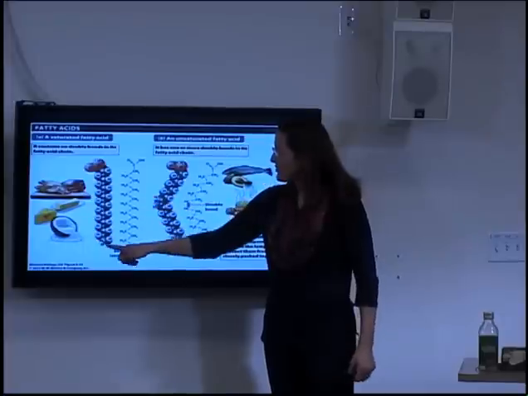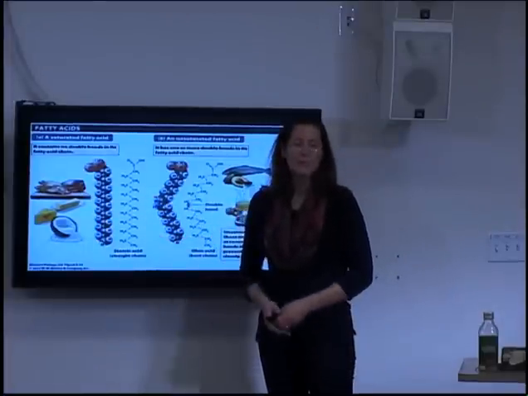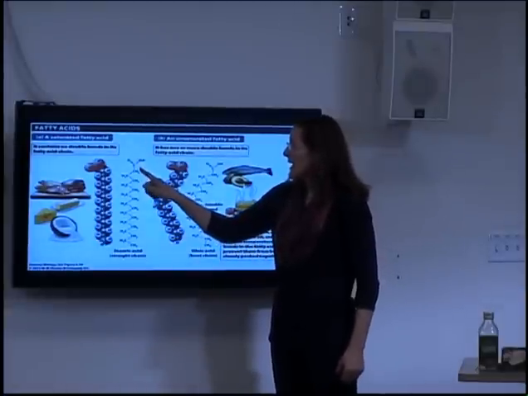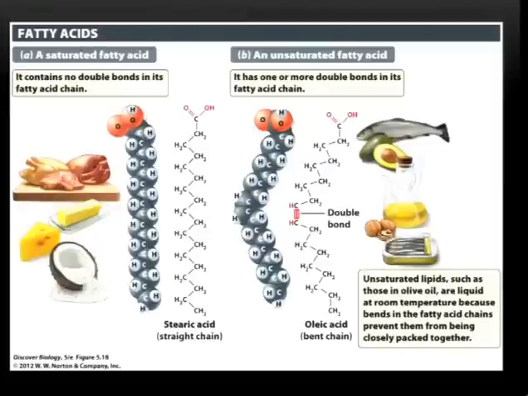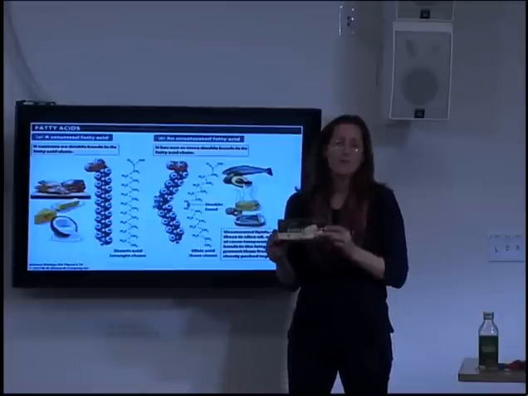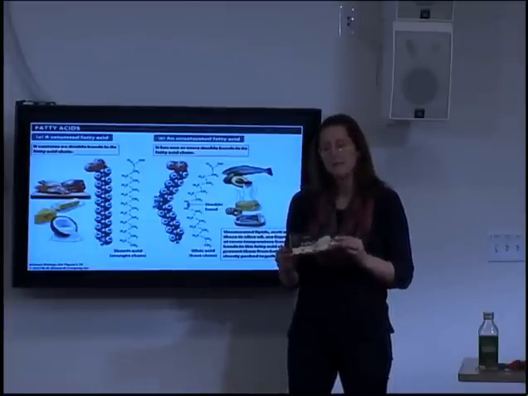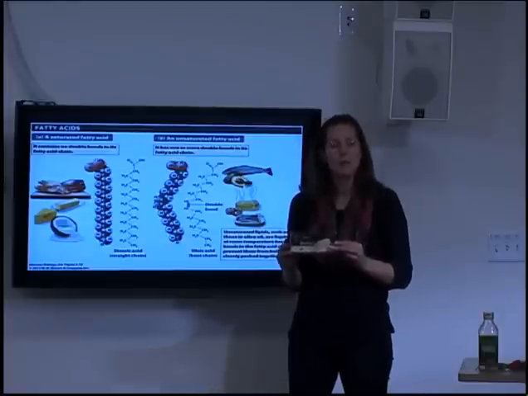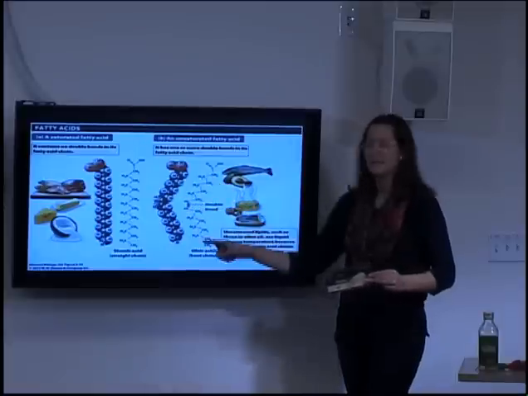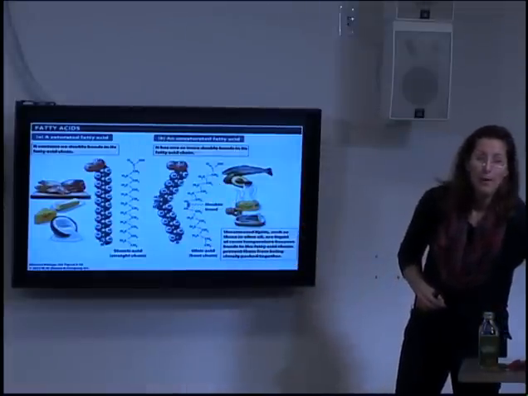If you have saturated tails, you're talking about something like butter, where it has the maximum number of hydrogens on each of the carbon atoms. There's no double bonds, and so the chain hangs straight. Now, because the chains are all straight and they're all packed together, you end up with something that is solid at room temperature, like butter. And that's going to perform a bit differently when we talk about nutrition than something that has a kink in it or a double bond.